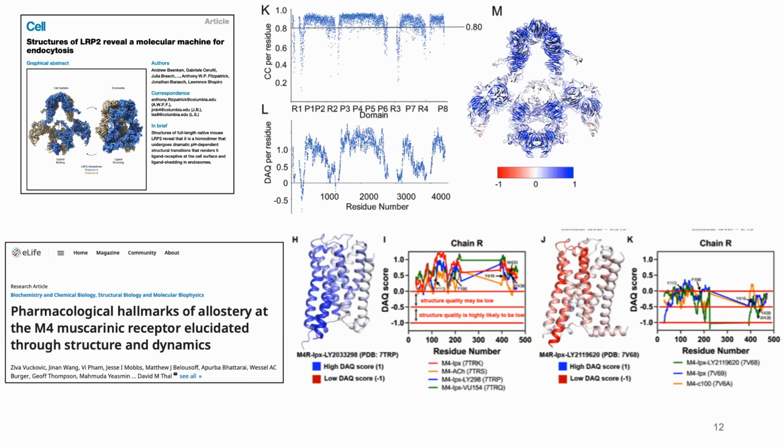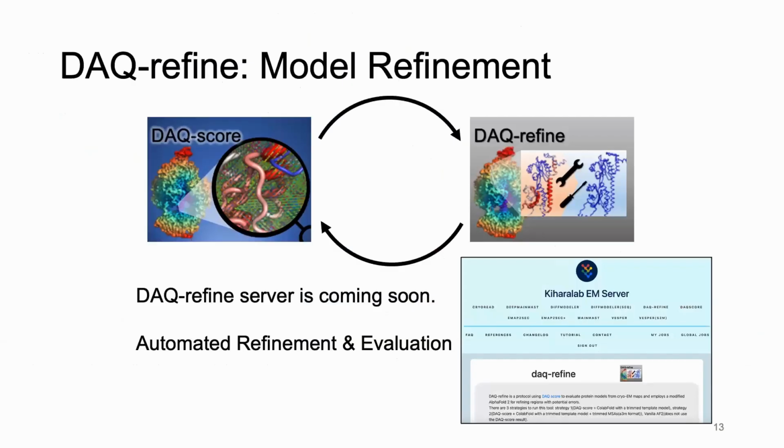So DAQ score was used for the structure validation. It's already used in some paper. Okay, so yes, DAQ score can tell us where the bad region and where the good region are. Then we also published other papers, the DAQ refine. Based on the DAQ score, we can know that this position is not reliable. But the next question is how can we improve that bad region?